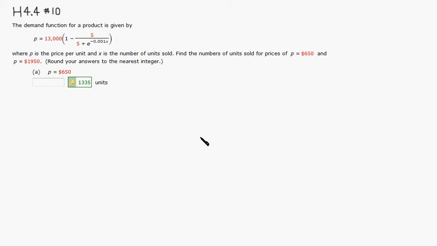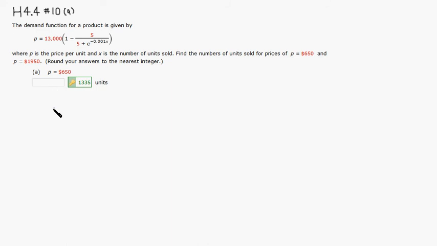Alright, let's go over homework 4.4, number 10. I'll just do part A because part B is very similar. So let's do it.